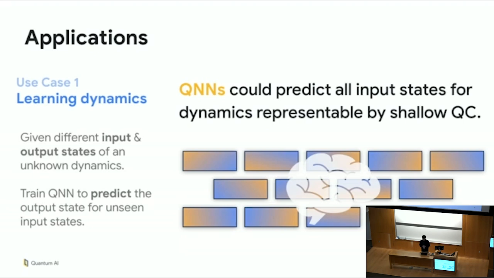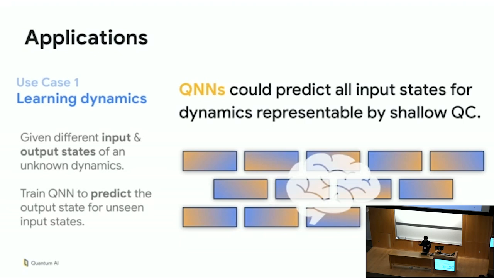What we can show using theorem 1 is that as long as the unknown dynamics can be represented by some arbitrary shallow quantum circuit that is unknown to us, we can show that the quantum neural network trained on a very simple data set, that is, the data set just consists of a bunch of random product states, as well as the output statistics, that is, a random product state fed into the unknown dynamics and performing randomized Pauli measurement on all the qubits.